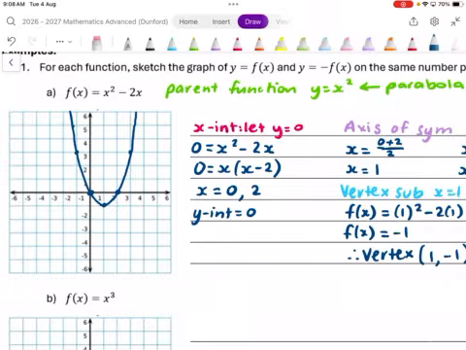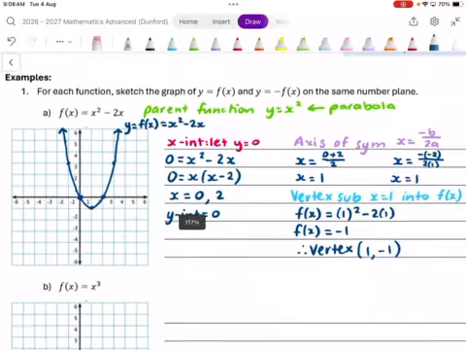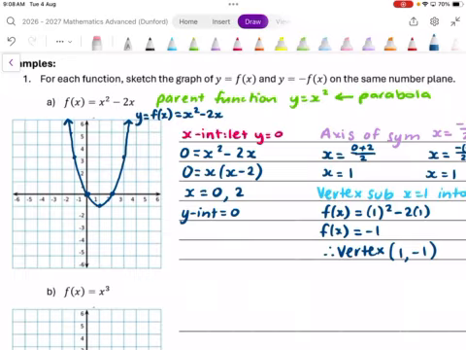Okay, so that is our graph, y equals f of x, which equals x squared minus 2x. So all we've done so far is sketch the graph of y equals f of x. What we need to do now is sketch the graph of y equals negative f of x. When we're finding the negative of it, we are flipping everything about the x-axis. So all of these points are going to flip.